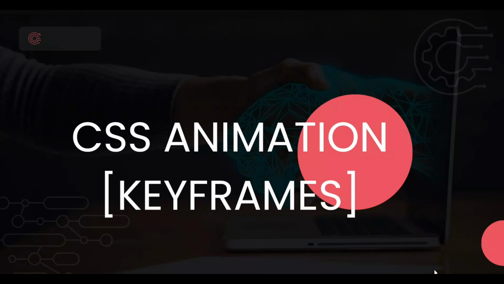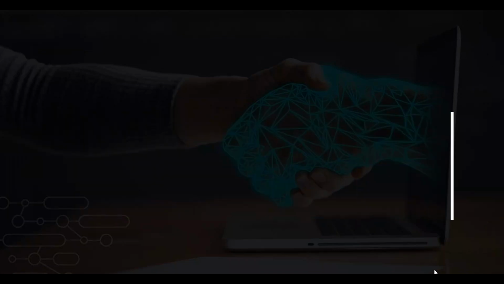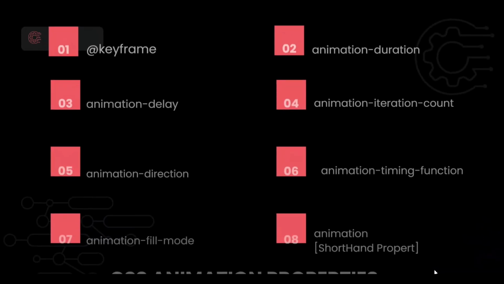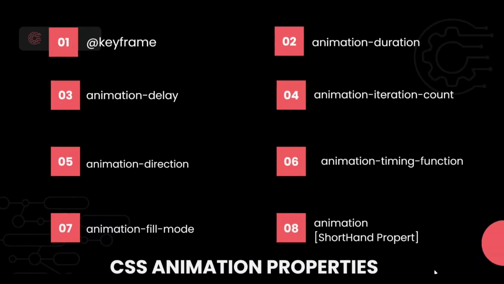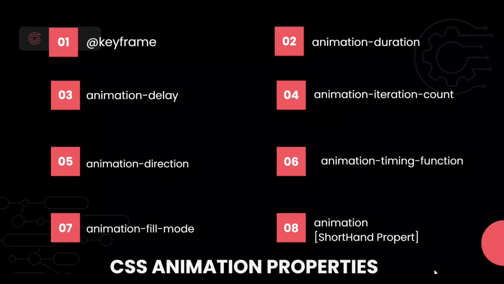In today's video, we will discuss CSS animation using keyframes. So let's start. CSS animation provides us with some properties: the keyframes rule, animation duration, animation delay, animation iteration count, animation direction, animation timing function, animation fill mode, and animation. Only animation is a shorthand property. All these properties we will discuss one by one in our code.